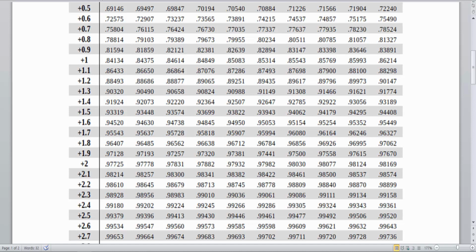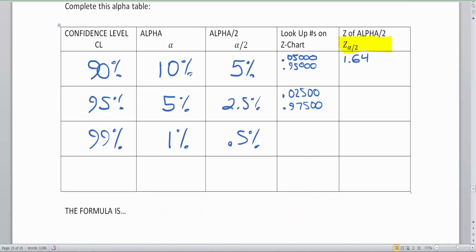0.9750. And this one is so important, I would feel very confident if you wanted to circle or highlight that, because that is one that we're going to be looking up quite a bit. The 95% two-tail, or alpha divided by 2 value, is incredibly important. So we're now going to use that value of 1.96. Okay, that's the one we found on the chart.